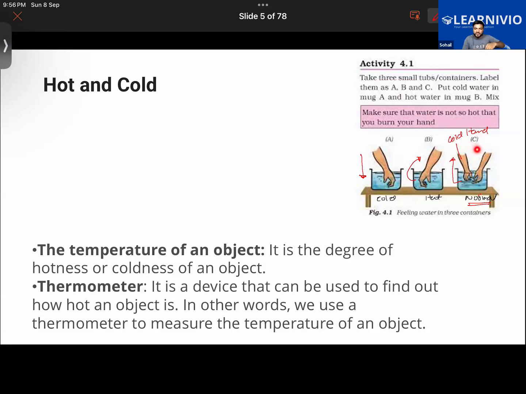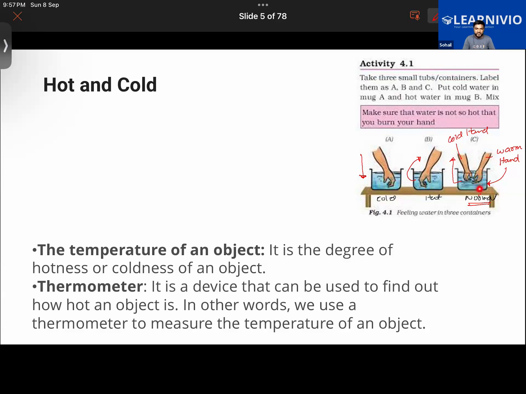So when you dip your hand into this normal water, what will be happening? The water is normal and your hand is warm. And what do we know? The heat flows from a warm body to a cold body. So heat will be flowing from your warm hand into the water. So your hand is losing heat, and this hand will feel cold.